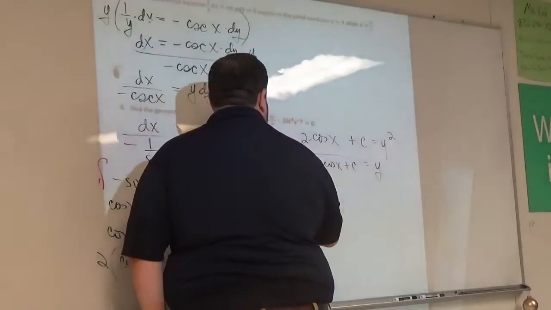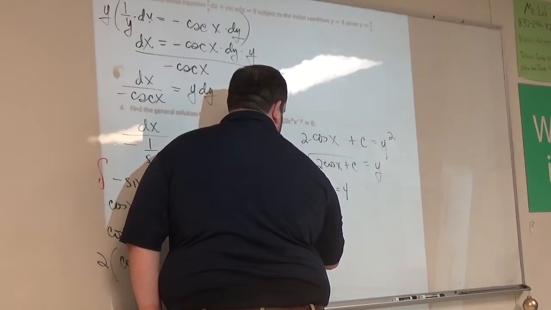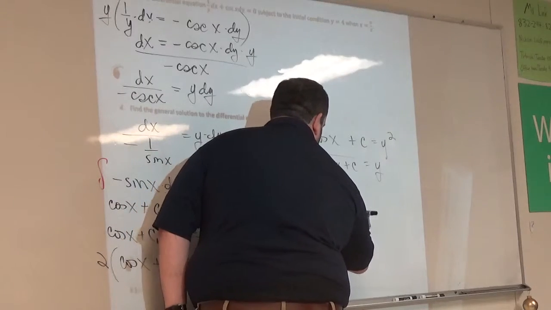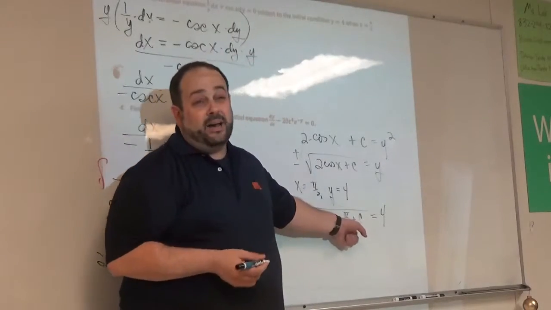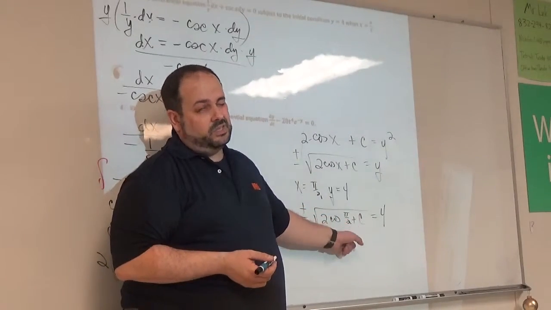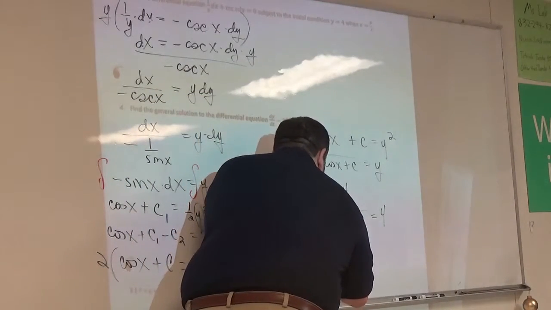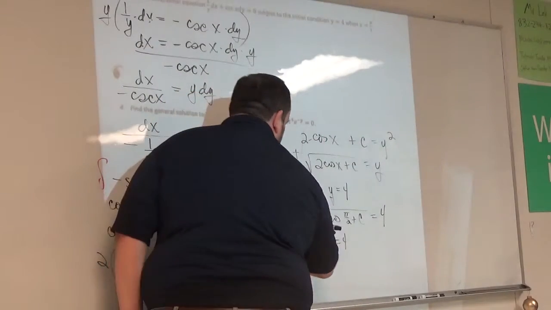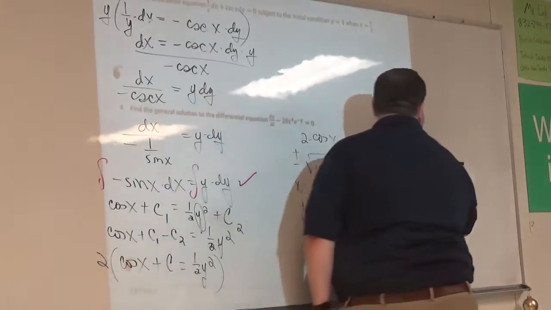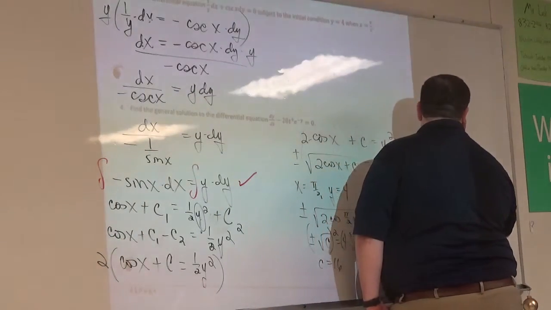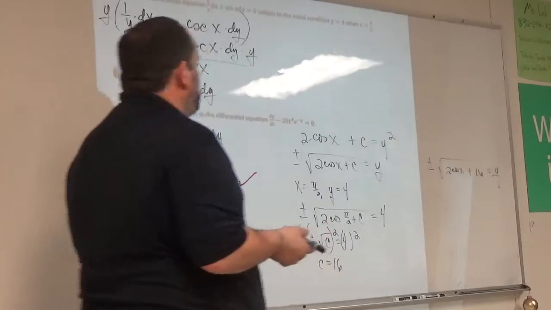The initial condition says that if x equals pi over 2, then y is going to be 4. Plus or minus the square root of 2 cosine of pi over 2 plus c is equal to 4. Cosine of pi over 2 is 0, times 2, 0. So I've got plus or minus the square root of c is equal to 4. Square both sides. I think we get c is equal to 16. Plus or minus the square root of 2 cosine of x plus 16 is equal to y. And then stop and make the right choice.